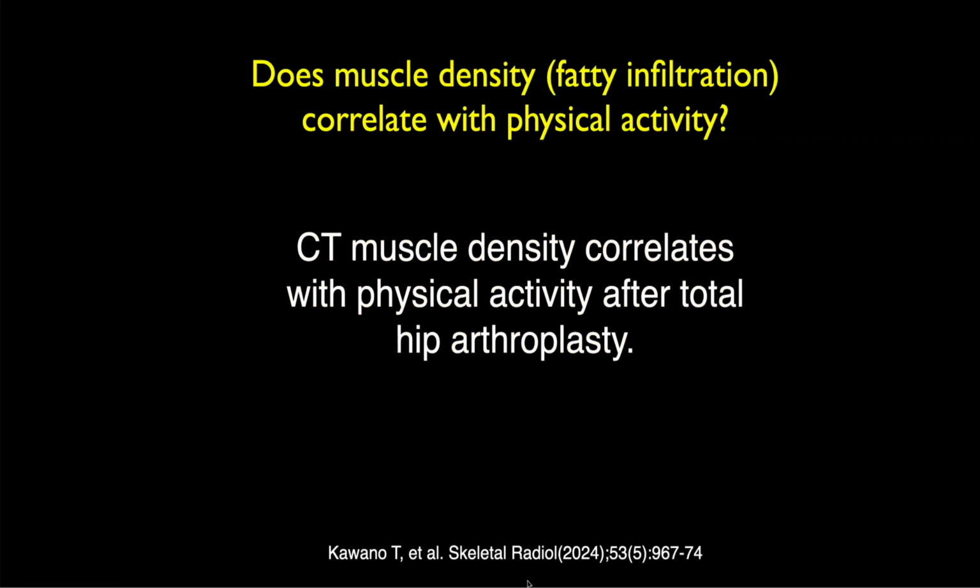And there's a paper recently published in Skeletal Radiology that shows that if you follow patients after hip arthroplasty, those that exercise get less fat replacement within their muscles than those that don't. So our thoughts concerning fat replacement in muscles, sarcopenia, is probably correct, and that is predominantly due to inactivity of muscles.